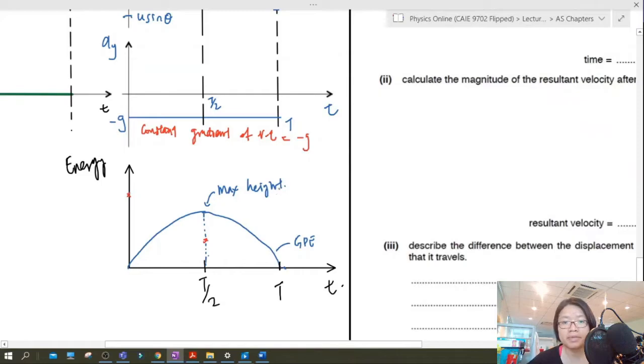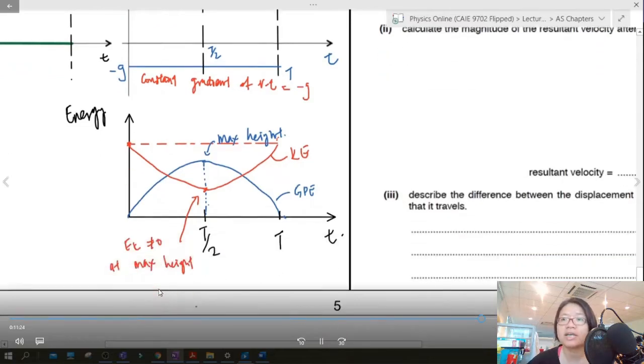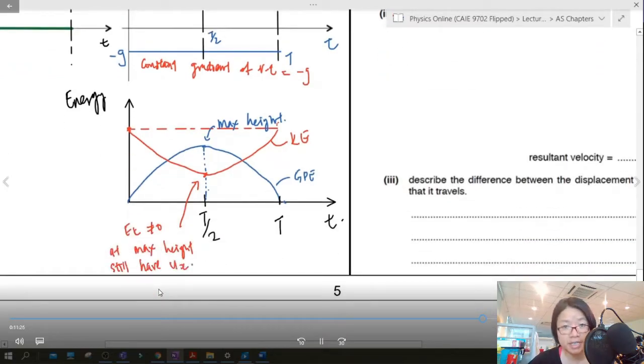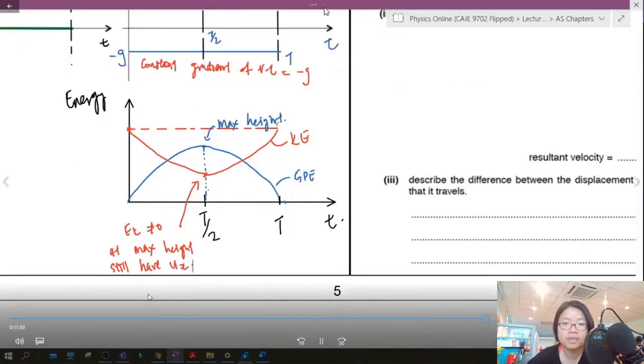And at the same time, if you want to think about kinetic energy, it will be maximum when you launch the ball, and the ball will slow down and stop. Doesn't stop vertically, but there's still a horizontal component. So here can never be zero. Okay, you will decrease, but your KE is never zero because at maximum height, there is still ux, and ux will be part of your kinetic energy.